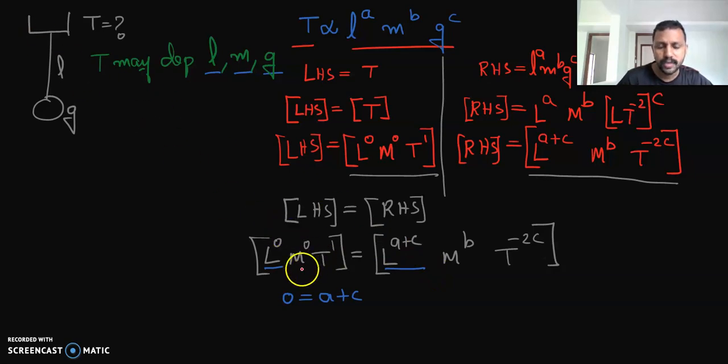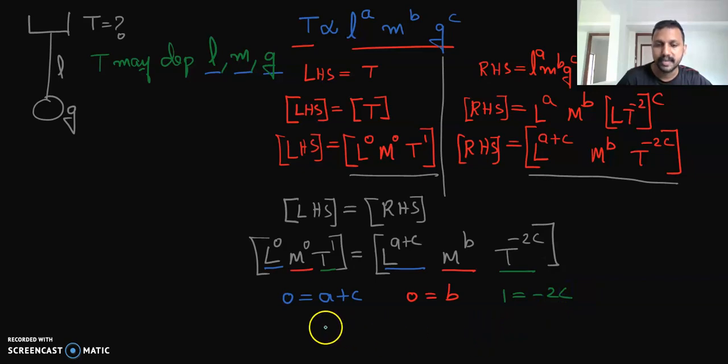Likewise, if we are comparing the powers of M, over here it is M raised to 0 and over here it is M raised to B. Equating the powers of M, we get 0 is equal to B. Clear? Likewise, equating the powers of T, over here it is T raised to 1 and over here it is T raised to minus 2C. Equating the powers of T, we will get 1 is equal to minus 2C.